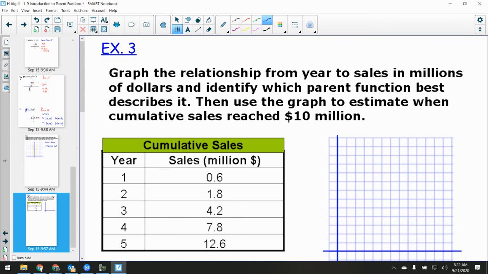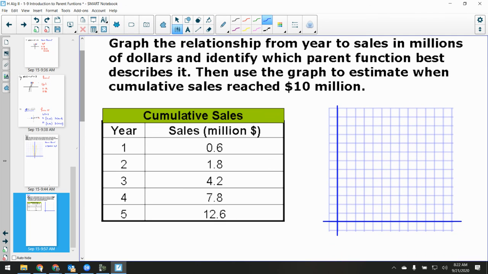And the last one here: graph the relationship from year to sales in millions of dollars and identify which parent function best describes the data. Then use the graph to estimate when the cumulative sales would reach 10 million. Basically making a scatter plot here, right? We'll do this a lot this year, where we'll make a scatter plot and then figure out what type of function is fitting the data. And then based on that fit, we'll interpret the results.